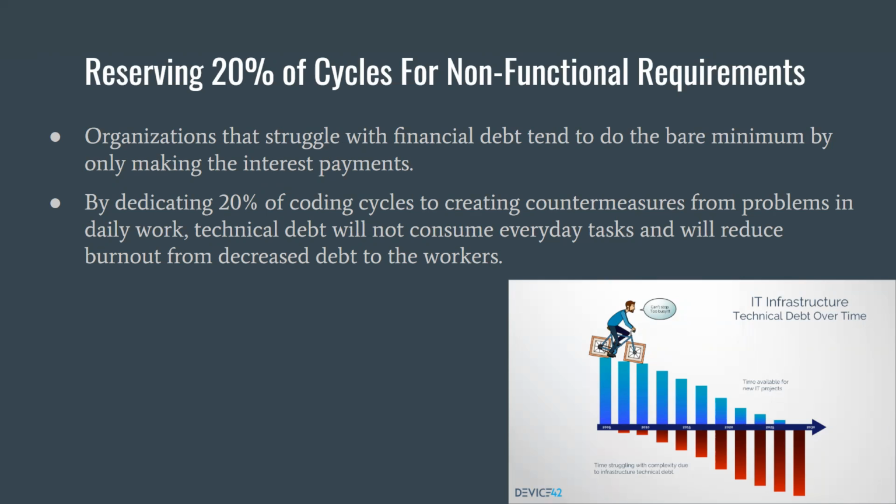By dedicating 20% of coding cycles to creating countermeasures from problems in daily work, technical debt will not consume everyday tasks and will reduce burnout from decreased debt to the workers. And I also include a graphic that shows the time that's going to be deleted when technical debt is built up. Your production time is going to go down.